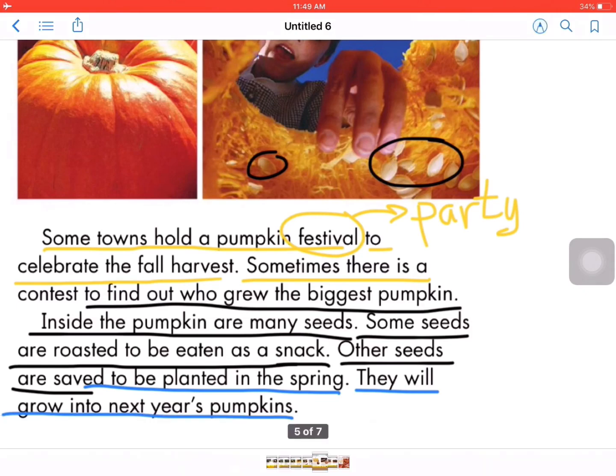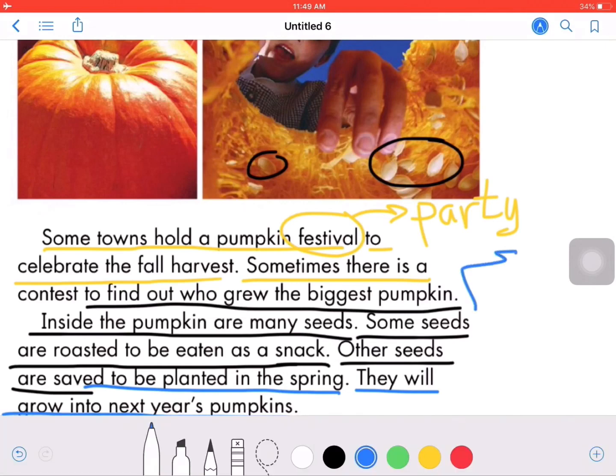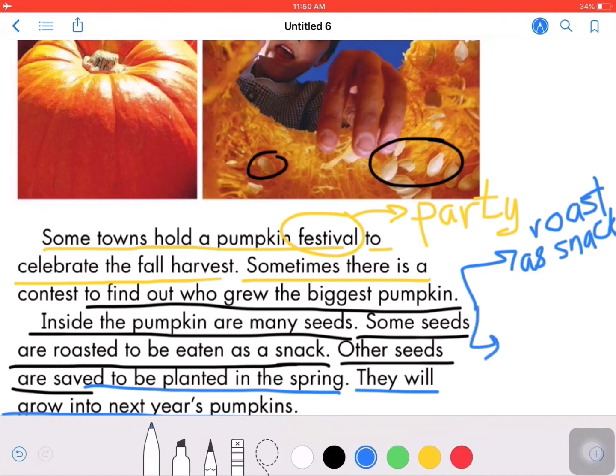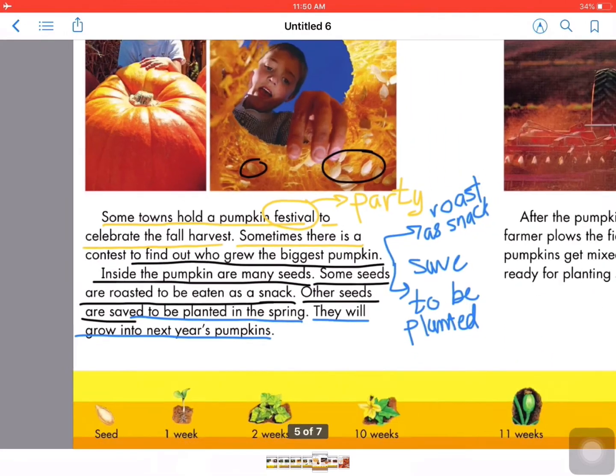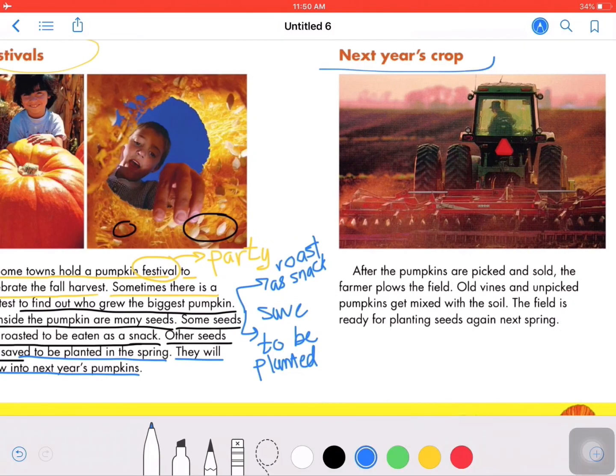So here, what they do with seeds, they have two ways. The first way is to roast the seeds as a snack. Okay, the next one is to save seeds. Why? To be planted. To be planted. Now, the next year, what will happen? We said that it's the life cycle of the pumpkin. So what will happen? It will be repeated the next year.